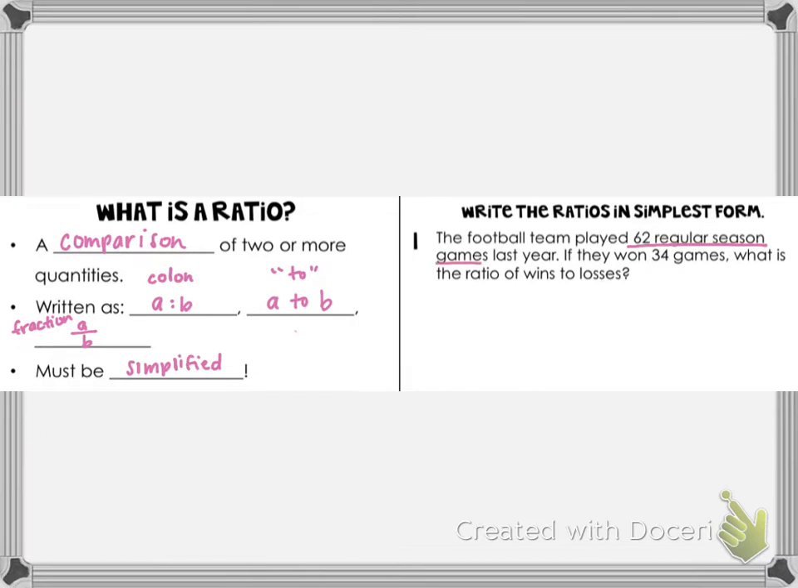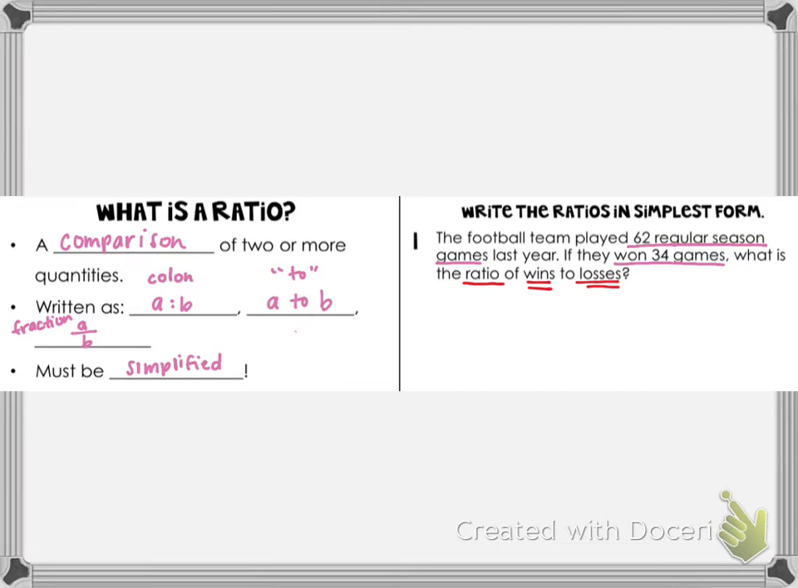And then of those 62 games that they played last year, they won 34 games. And now we're going to look for the ratio of wins to losses. So the order is really important. We want to say wins first and then losses. We already know that they won 34 games. So let's go ahead and just find how many games that they lost.